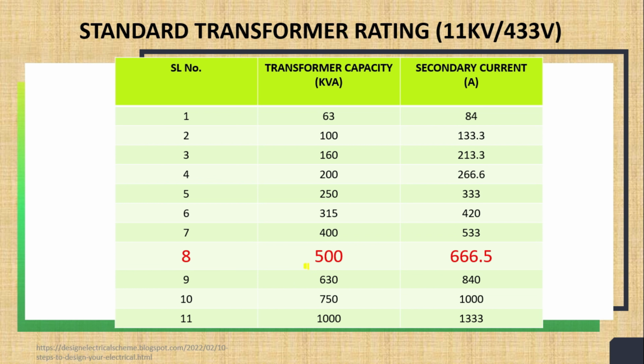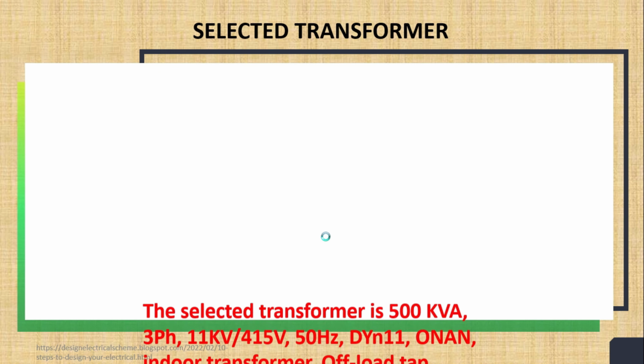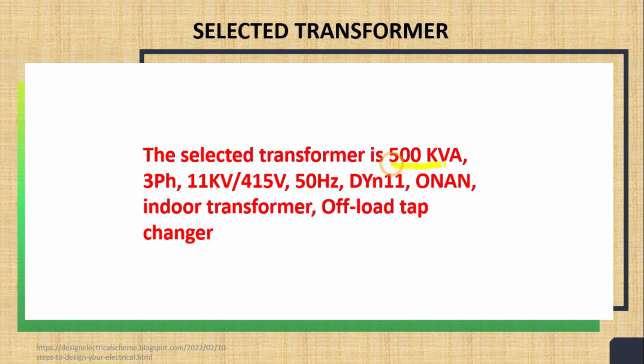Here, as per our calculation, we require a transformer of capacity 417.08 kVA. So, as per the given chart, after 400 kVA, the next available size of the transformer is 500 kVA. So, we can select 500 kVA as the required capacity of our transformer. Now, the selected transformer specification will be 500 kVA 3 phase 11 kV by 415 volt 50 Hz DYN11 ONAN indoor transformer with off-load tap changer.